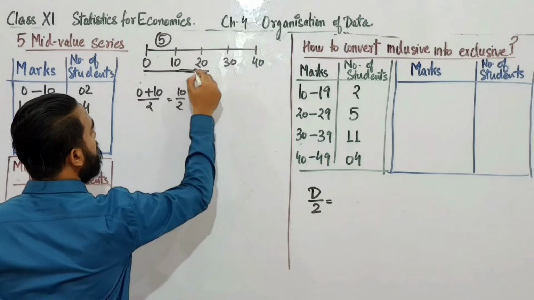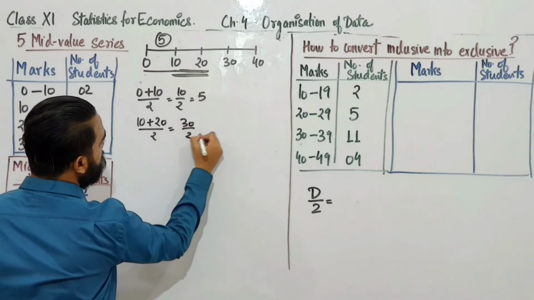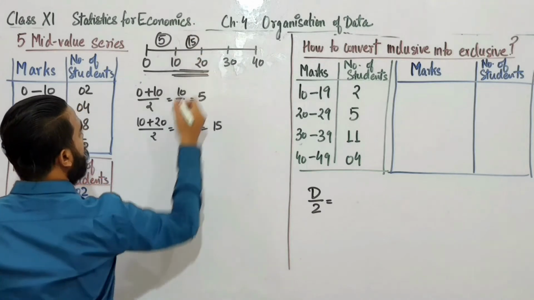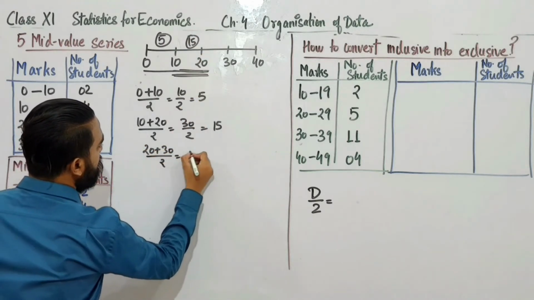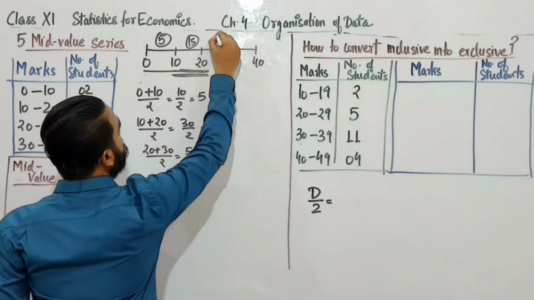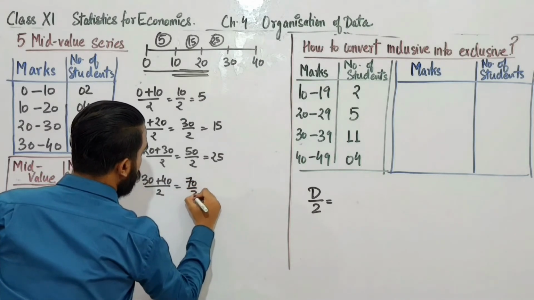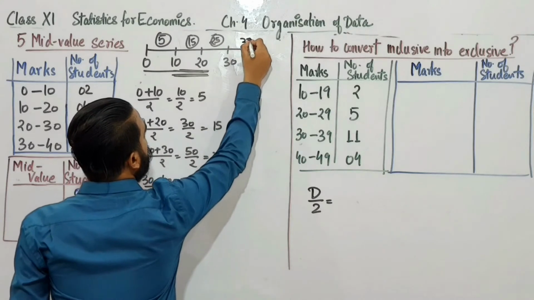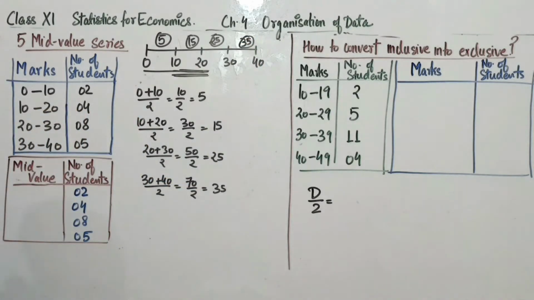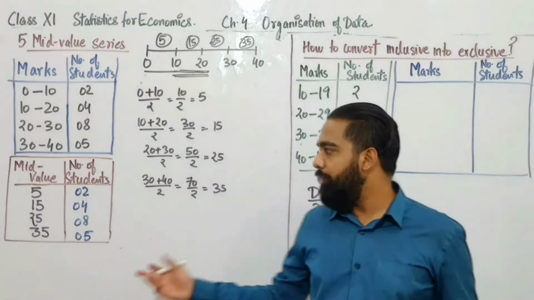Now, the midpoint between 10 to 20, what will be? 10 plus 20 upon 2, that will be 30 upon 2, which is 15. Again, 20 plus 30 upon 2, which will be 50 upon 2, that will be 25. Now, 30 plus 40 upon 2, which will be 70 upon 2, that will be 35. So that's how you are going to get the mid values. Now note it down. Mid value is 5, 15, 25 and 35. So that's your mid value series. That's how you convert the exclusive series into mid value series.